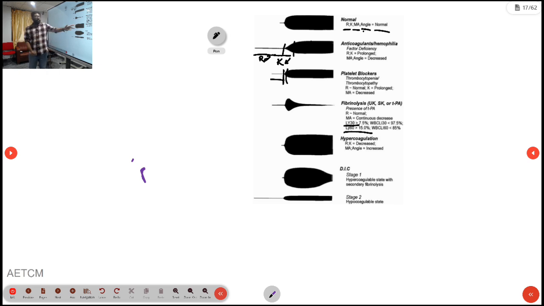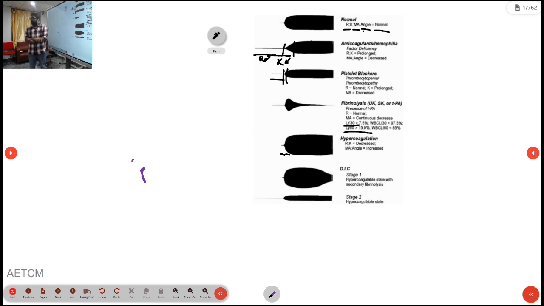Next is a hypercoagulable state. In a hypercoagulable state, we can see that the R time and the K time are very much reduced. There are two extremes: one is no coagulation at all, and the other is hypercoagulable. There is an increased number of clotting factors, and the angle becomes more obtuse. So that's what occurs in hypercoagulation: short R time, obtuse alpha angle, short K time, and increased maximum amplitude.